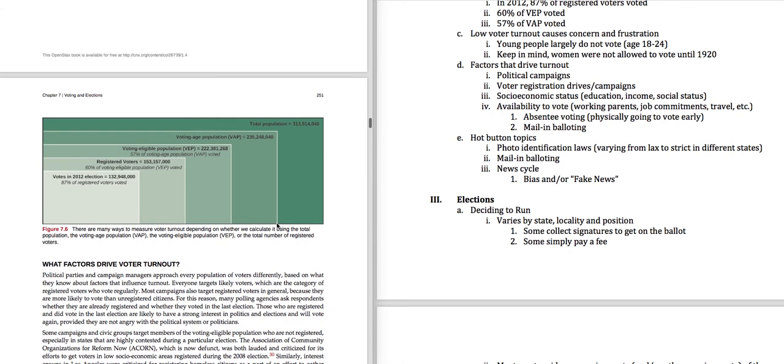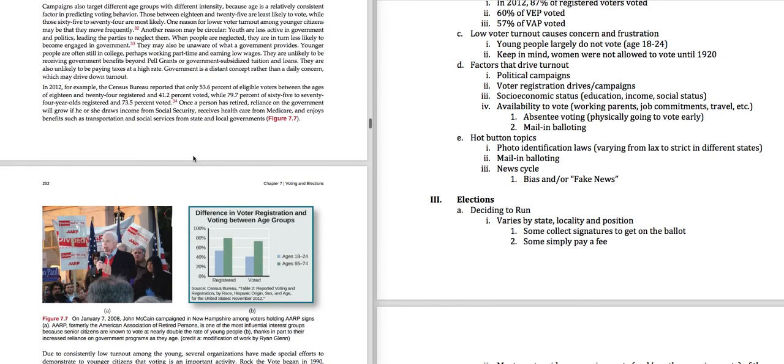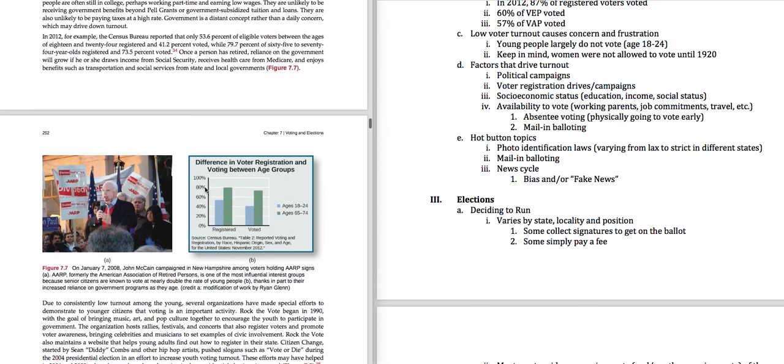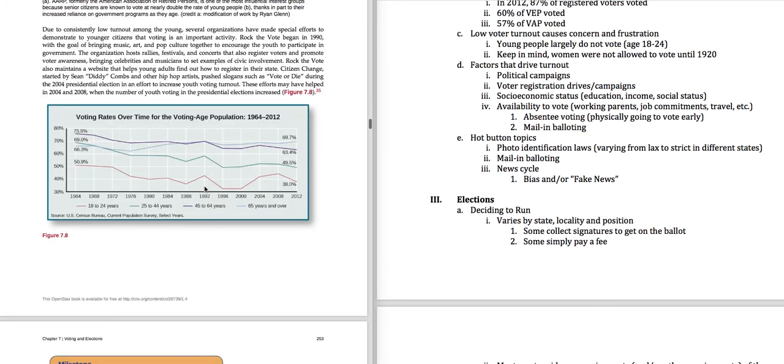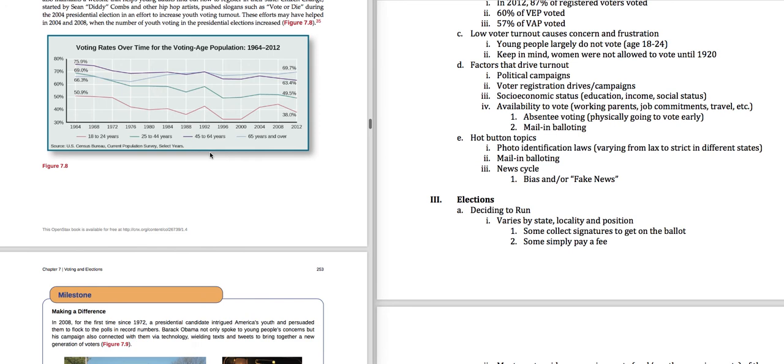Here's a great breakdown in the reading about how many people voted versus total population, that type of thing. Definitely take a look at that. John McCain. There we go. Voting over time, we look at these populations. That's actually a downward trend that's kind of concerning.